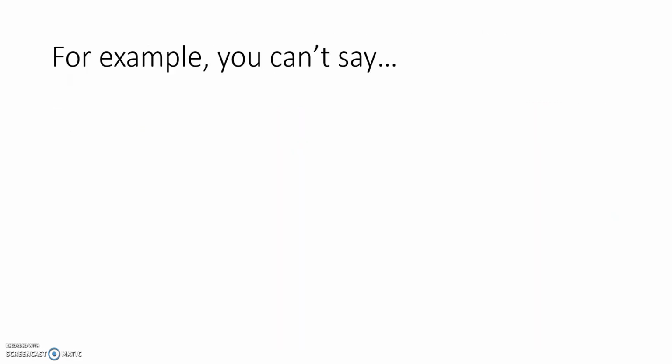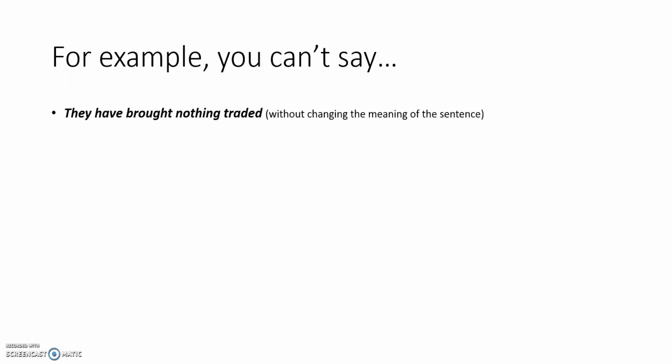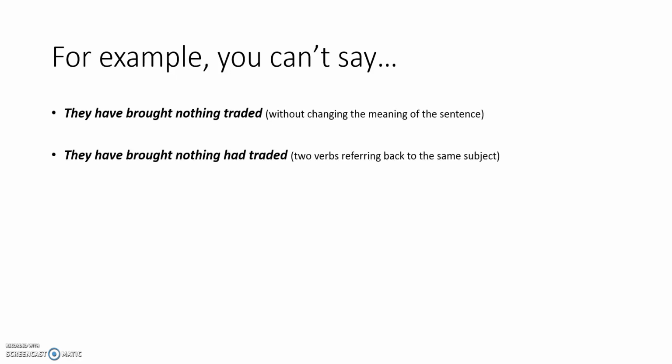For example, you can't say they have brought nothing traded without completely changing the meaning of the sentence. Neither can you say they have brought nothing had traded. There are two main verbs in this sentence that are trying to both be connected to the sentence's pronoun. Not going to work. We can't say they have brought nothing trade either without breaking the rule for auxiliary verbs and verbs in the infinitive.